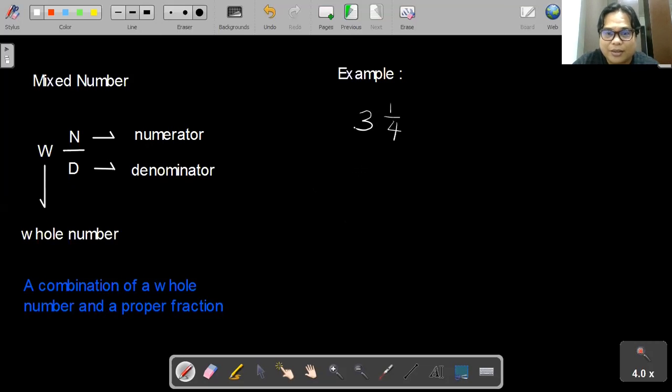Another, 2 and 1/2, 7 and 3/5, 6 and 3/4. All these are examples of a mixed number. So please don't forget, a mixed number is a combination of a whole number and a proper fraction. Okay, that's all for now.